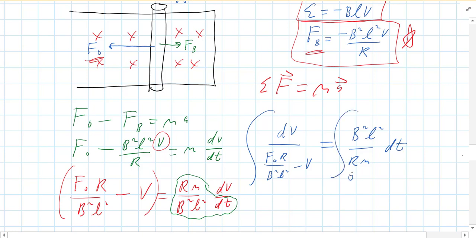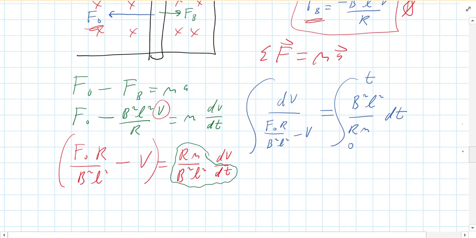Okay, now we're ready to integrate the left side and the right side. Now the right side, time goes from 0 to t. We're starting our watch and we start pulling. The left side, this time the velocity actually did start at 0. You actually started from rest. Thank goodness, it makes the problem easier. So we have 0 and we're going to some final V after a certain amount of time.